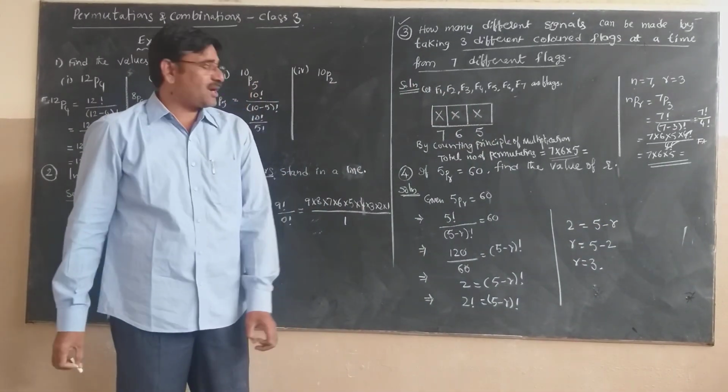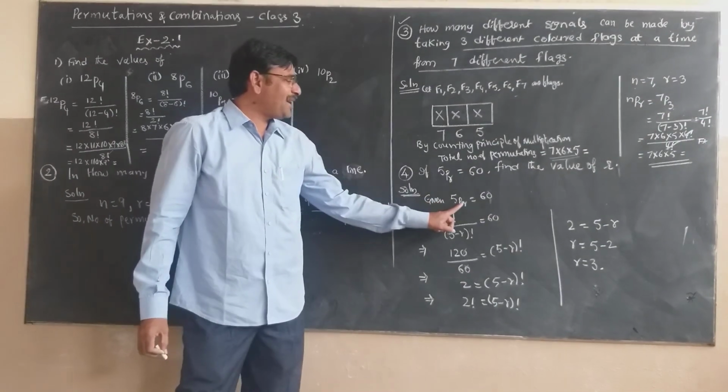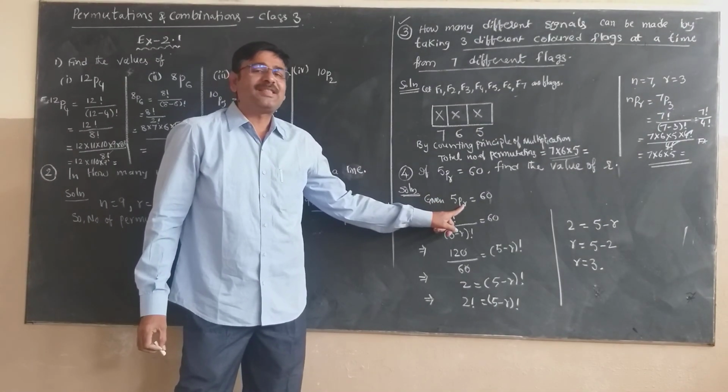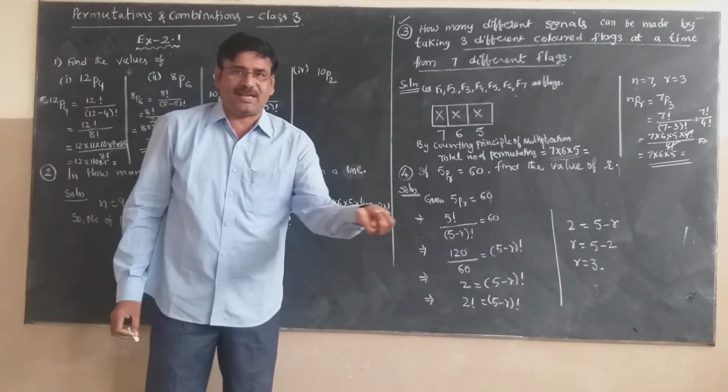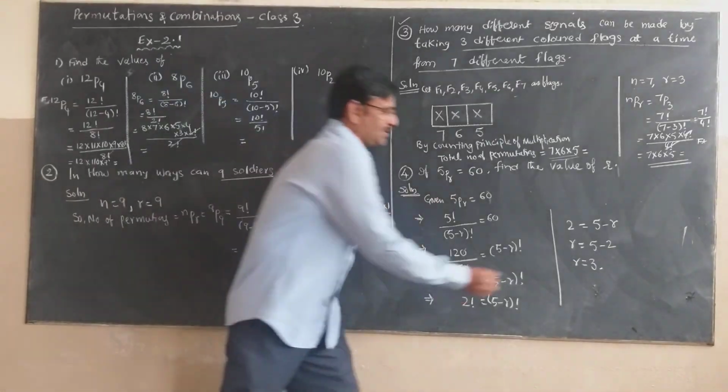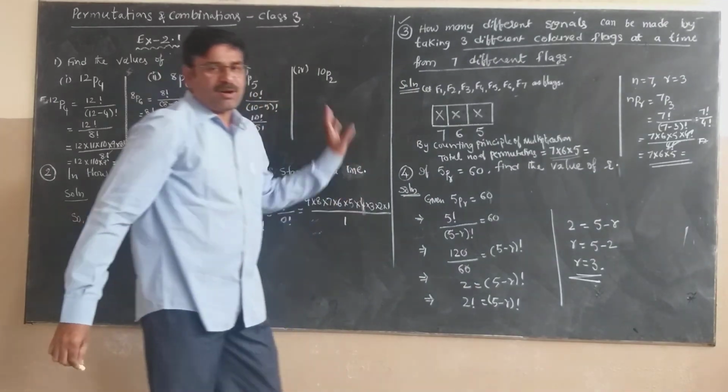By the verification method also, you can write 5P3, which is equal to 5 into 4 into 3, which is 60. So write out all these questions.